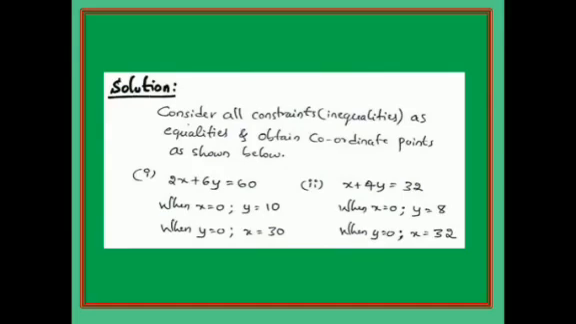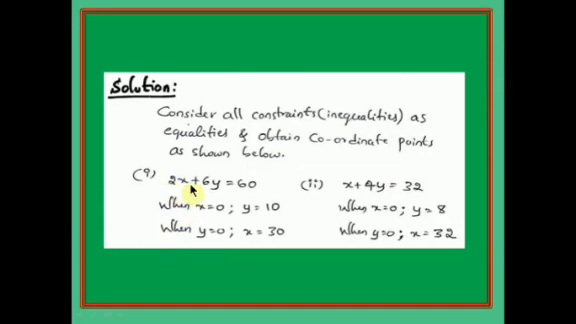Again, considering all the constraints or inequalities as equalities and obtaining coordinate points as given below. What was given in the question? 2x plus 6y less than or equal to 60 was given. Let us equate it to 60. And the second constraint, x plus 4y, again was less than or equal to 32. So let us equate it first.